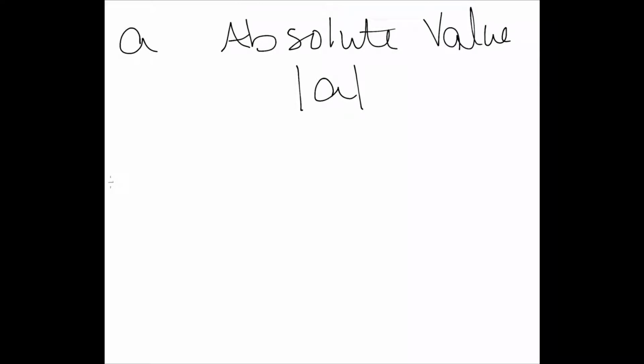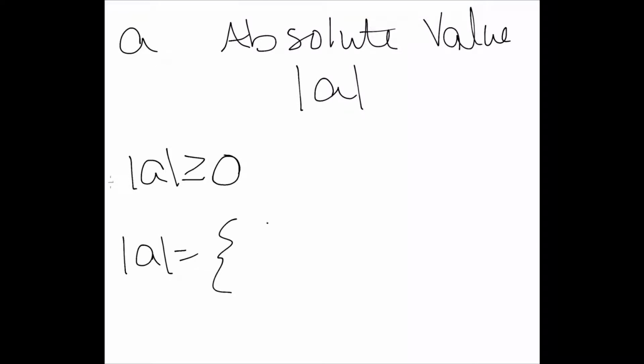The actual definition is the distance from this number to 0 on the real number line. We want to know how far away we are from 0. Distance is always positive, so our absolute value is going to be greater than or equal to 0, no matter what a is. So the way we actually define this is a, if a is greater than or equal to 0, minus a if a is less than 0.